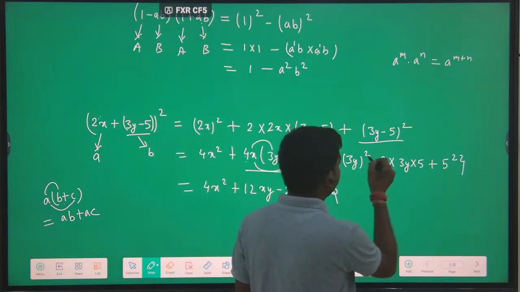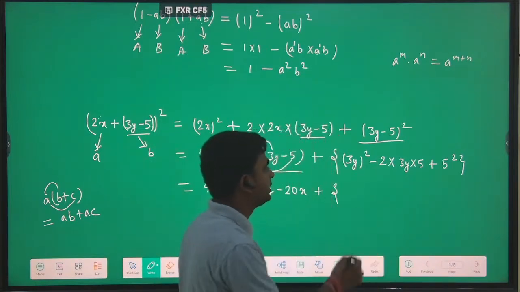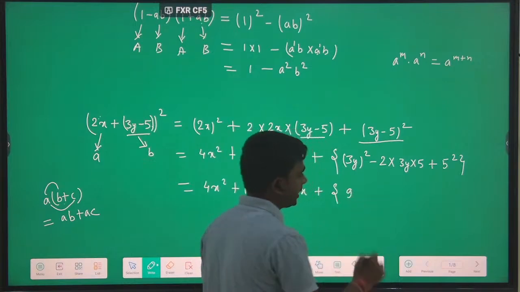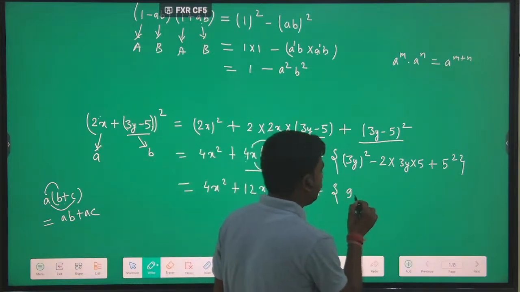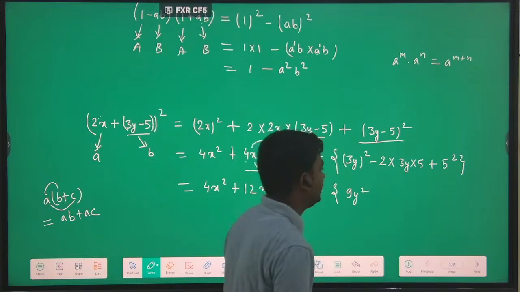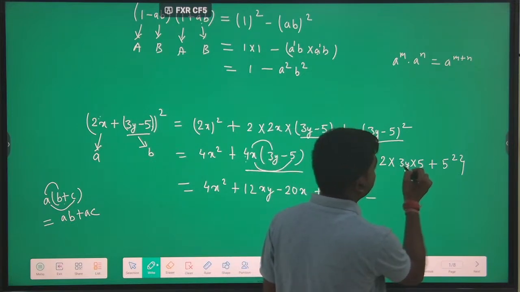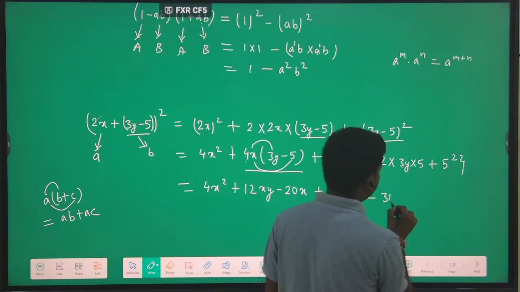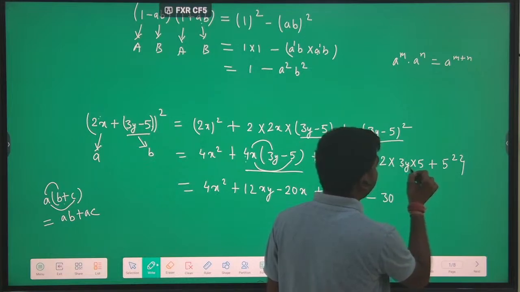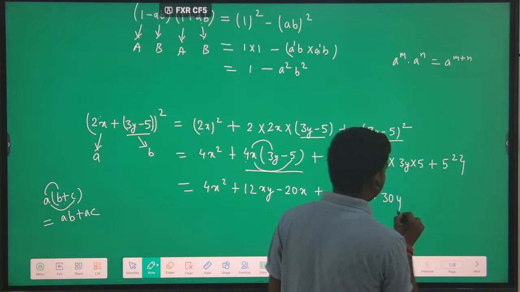Curly braces under 3y square. 3y square is what? 3 square is 9, 3 into 3 is 9. Y square, y into y is y square. Minus 2 into 3 is 6, 6 into 5 is 30. 30, y into 1 is y.